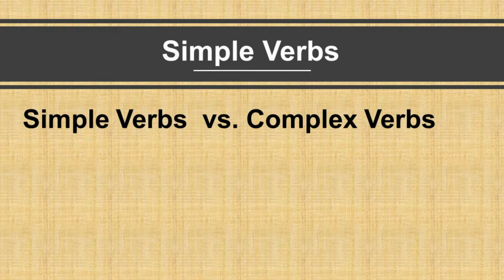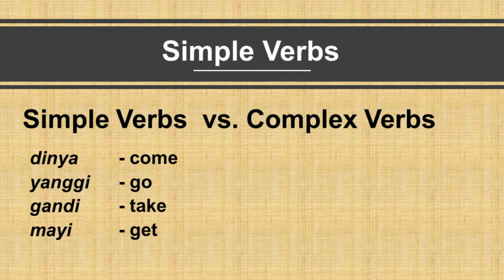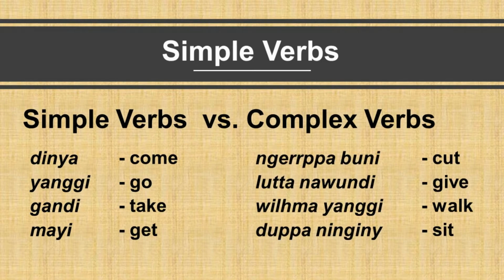So some examples here. Come, go, take and get would be simple verbs. Dinya, Yangi, Gandhi, Mayi. However, other concepts like cut, give, walk and sit cannot simply be expressed by a single word. So if you ask a Wagiman speaker what is the word for cut in Wagiman, they would say 𝗪𝗴𝗶, or they would say 𝗪𝗴𝗶 buni, and maybe some people would say buni.